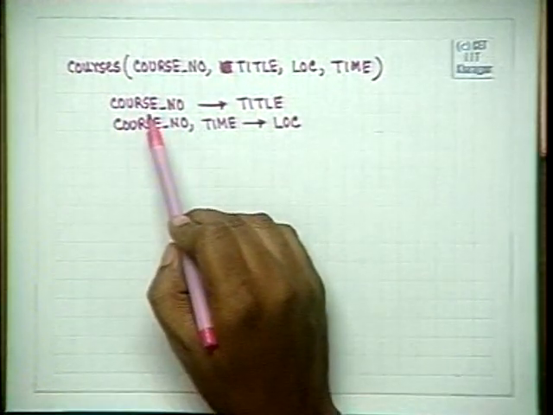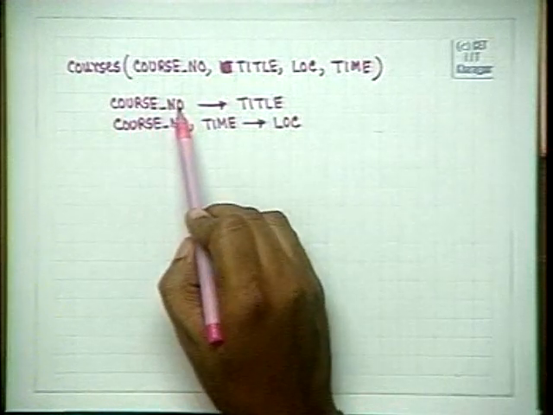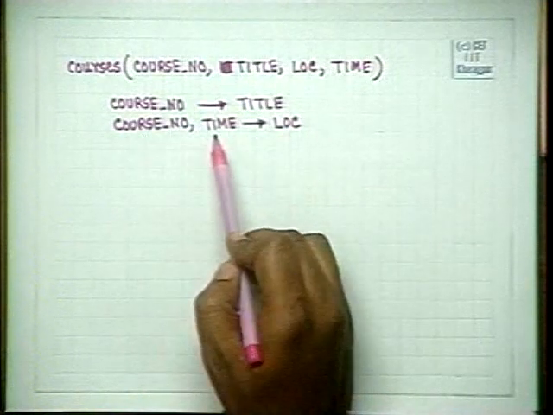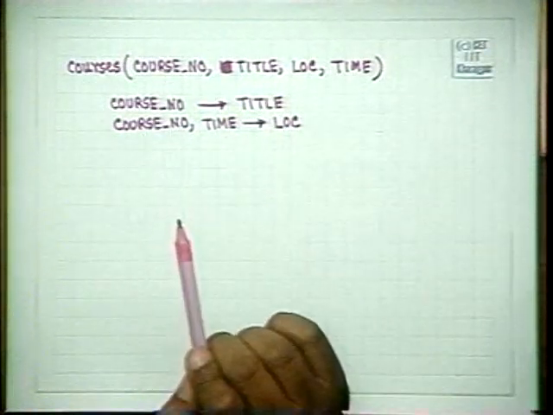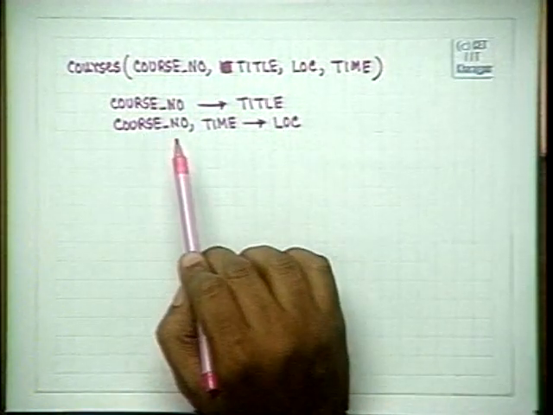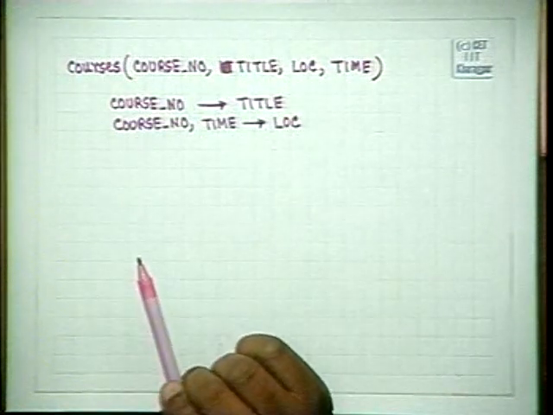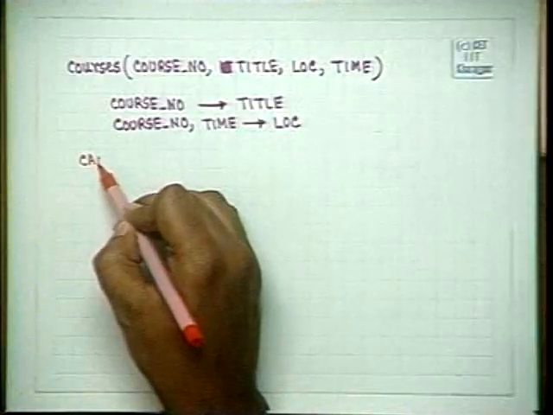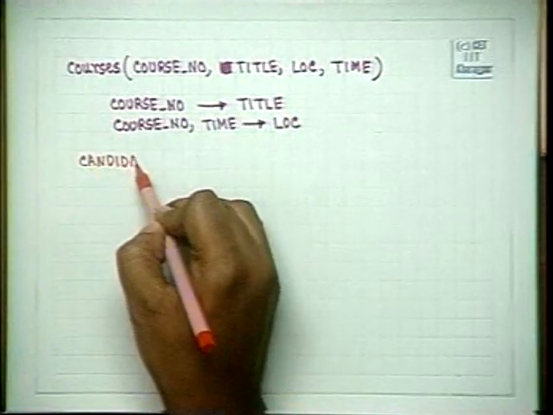And we have got two functional dependencies. If the course number is same, the title must be same. And if the course number and time is same, the location must be same. These are the two functional dependencies which are quite natural. Now let us see how this stands. We have to identify several things to see whether it is in the second normal form. The first thing we have to identify, candidate keys.